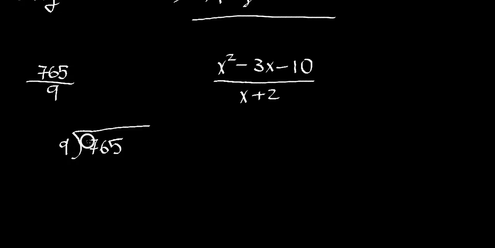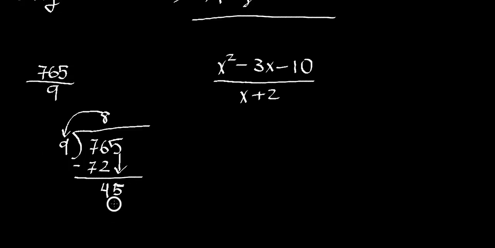So obviously 9 doesn't go into 7, it's too big. What about 76? Well, 9 times 8 is 72. 9 times 9 is 81. That means 9 can't be the answer, it's too big. So 8 is our closest. Then we would multiply this by the divisor. 8 times 9 is 72. And we would subtract. 7 minus 7 is 0. 6 minus 2 is 4. We would bring down the 5, right? I hope you know this.